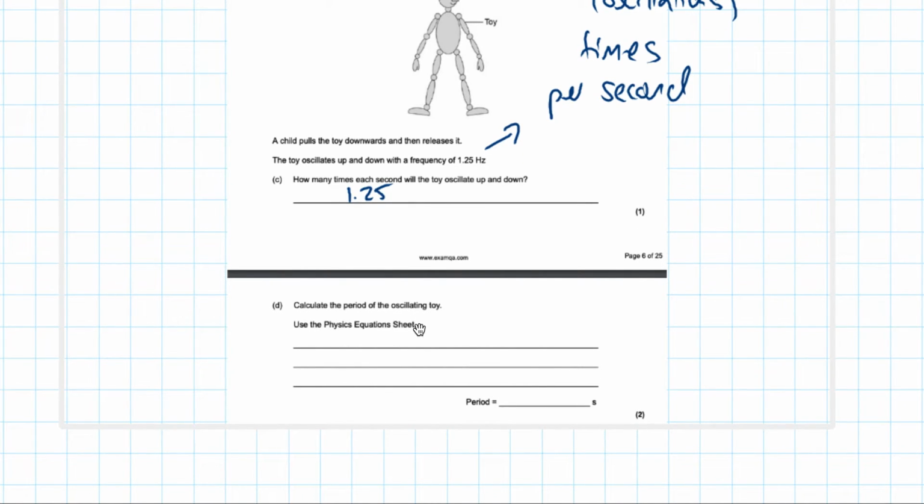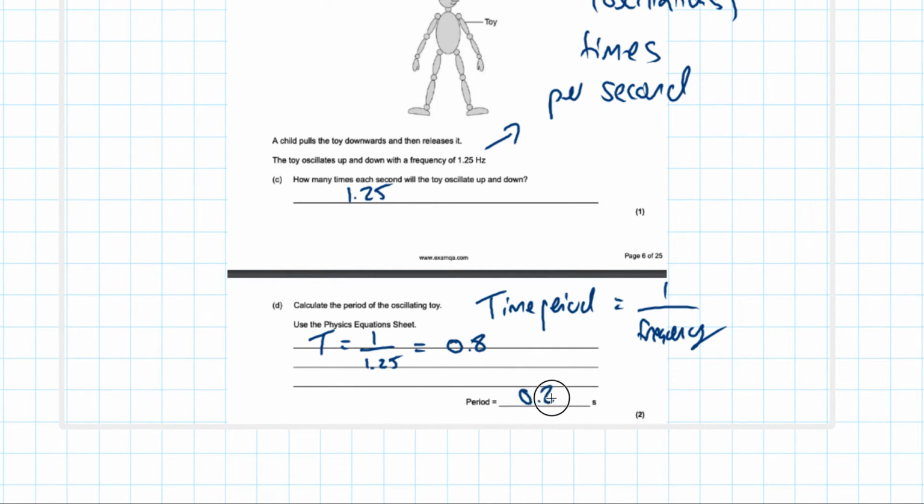Calculate the period of the oscillating toy, using the physics equation sheet. So for this one, the equation you need is time period equals 1 over frequency. And from here, T is equal to 1 over 1.25. Plugging that in gives us an answer of 0.8, which is our period. The definition of time period is the time for one oscillation. So one oscillation will take 0.8 seconds.